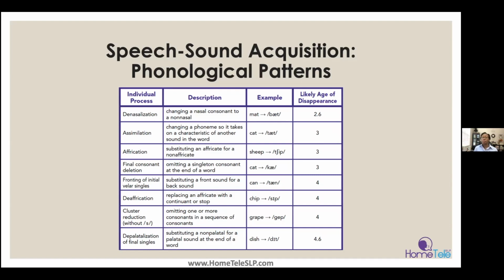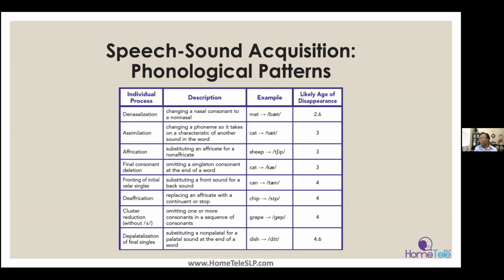Assimilation is when, for example, the word cat becomes tat. If you notice, the C became a T, but there's also a T at the end of the word. So that child is taking another sound that's in the word and moving it to another place. We call that assimilation. They could either be changing the phoneme so it takes on the characteristic of another sound in the word, or they're using that exact same sound. So cat becomes tat. That should disappear around the age of 3.